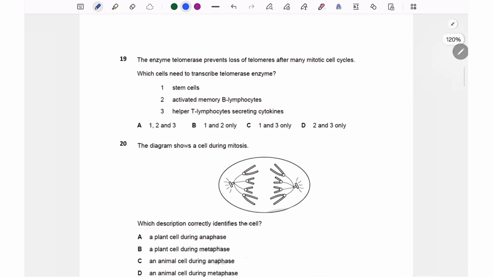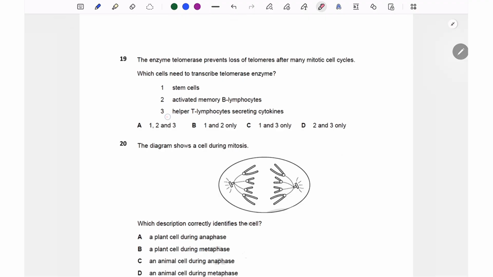19, again on that enzyme. The enzyme telomerase prevents loss of telomeres after many mitotic cell cycles. Which cell needs to transcribe telomerase enzyme? Stem cells, we already talked about this. This is definitely going to need it, because they must divide to replace differentiated cells like we talked about earlier. 2 is activated memory B lymphocyte. This is again when the immune system was triggered. They have to undergo rapid clonal expansion, so many rounds of mitosis, so they're going to need it.